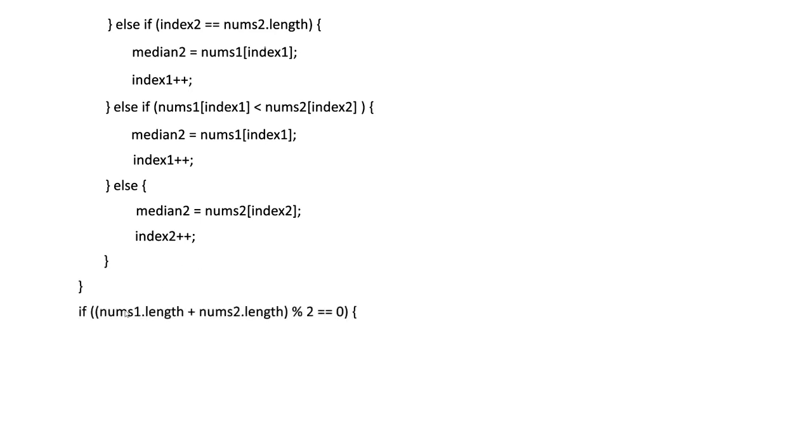And then, if nums1 length plus nums2 length, mod 2, equals 0, then we've got to add the two medians together and divide by 2. But if the mod is not equal to 0, then we're just going to return median 2. So let's run this through the debugger and see what we get.